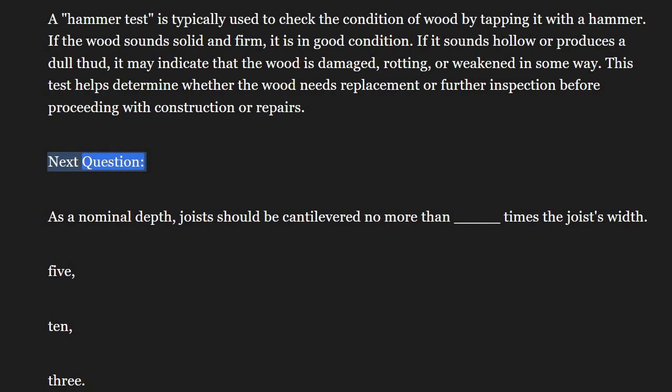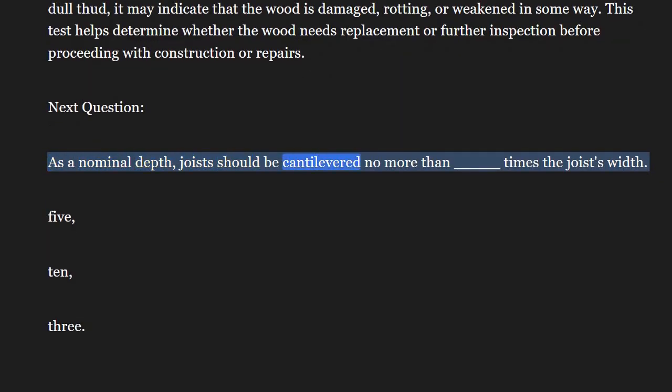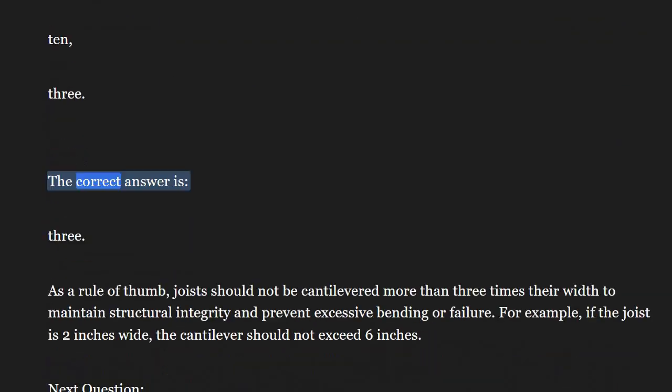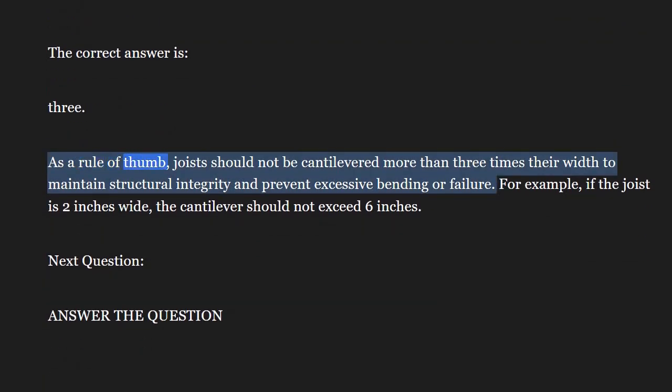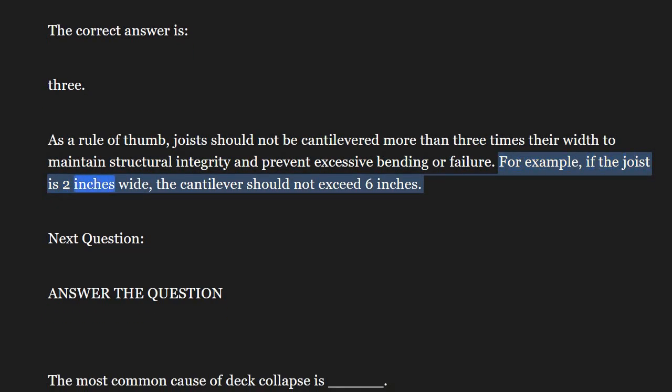Next question. As a nominal depth, joists should be cantilevered no more than blank times the joist's width. 5, 10, 3. The correct answer is 3. As a rule of thumb, joists should not be cantilevered more than 3 times their width to maintain structural integrity and prevent excessive bending or failure. For example, if the joist is 2 inches wide, the cantilever should not exceed 6 inches.